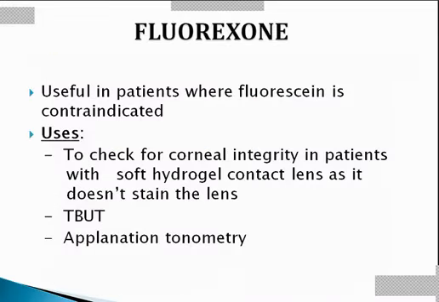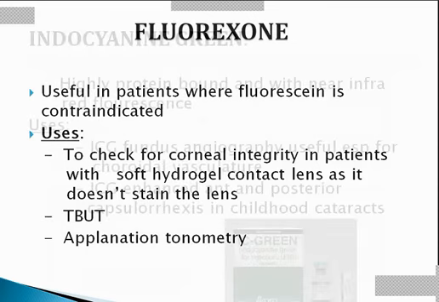And the another one is fluoroxone, useful in patients where fluorescein is contraindicated. Suppose the patient is allergic to fluorescein, we can use this fluoroxone to check the corneal integrity in patients with soft hydrogel contact lens, as it does not stain the lens. Tear film breakup time and applanation tonometry also it can be used.